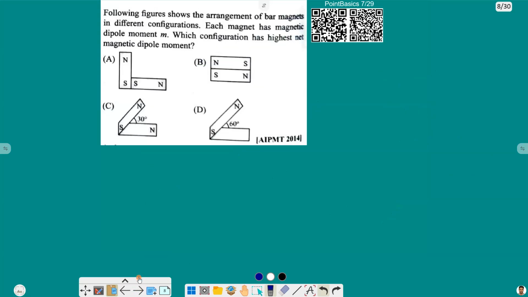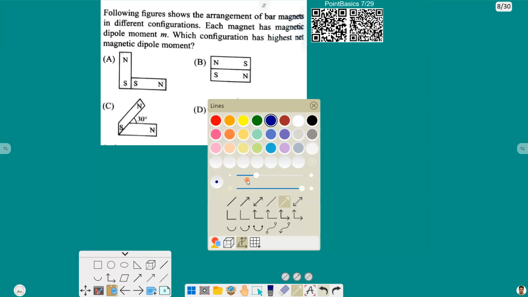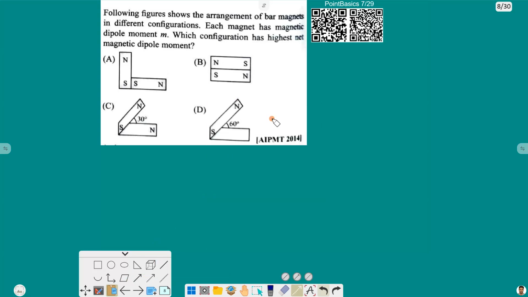Following figure shows arrangement of bar magnets in different configuration. Each magnet has a magnetic dipole moment M. Which configuration has the highest net magnetic moment? So each has a magnetic dipole moment M, and we know that it is a vector quantity. So if it is a vector quantity, means we can arrange it according to the vector. So inside a magnet, direction of M is S to N. So for this we have like this, and for this magnet we have like this.